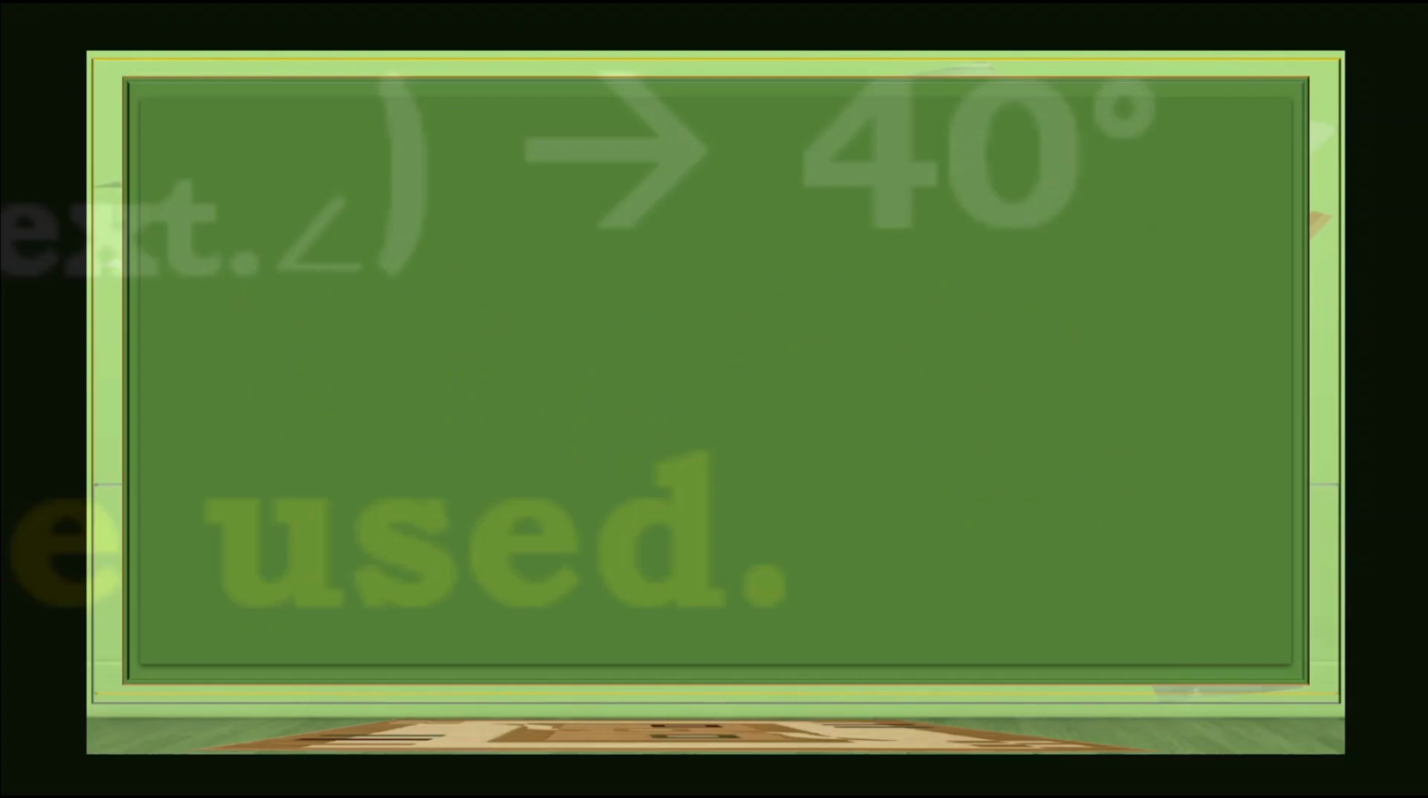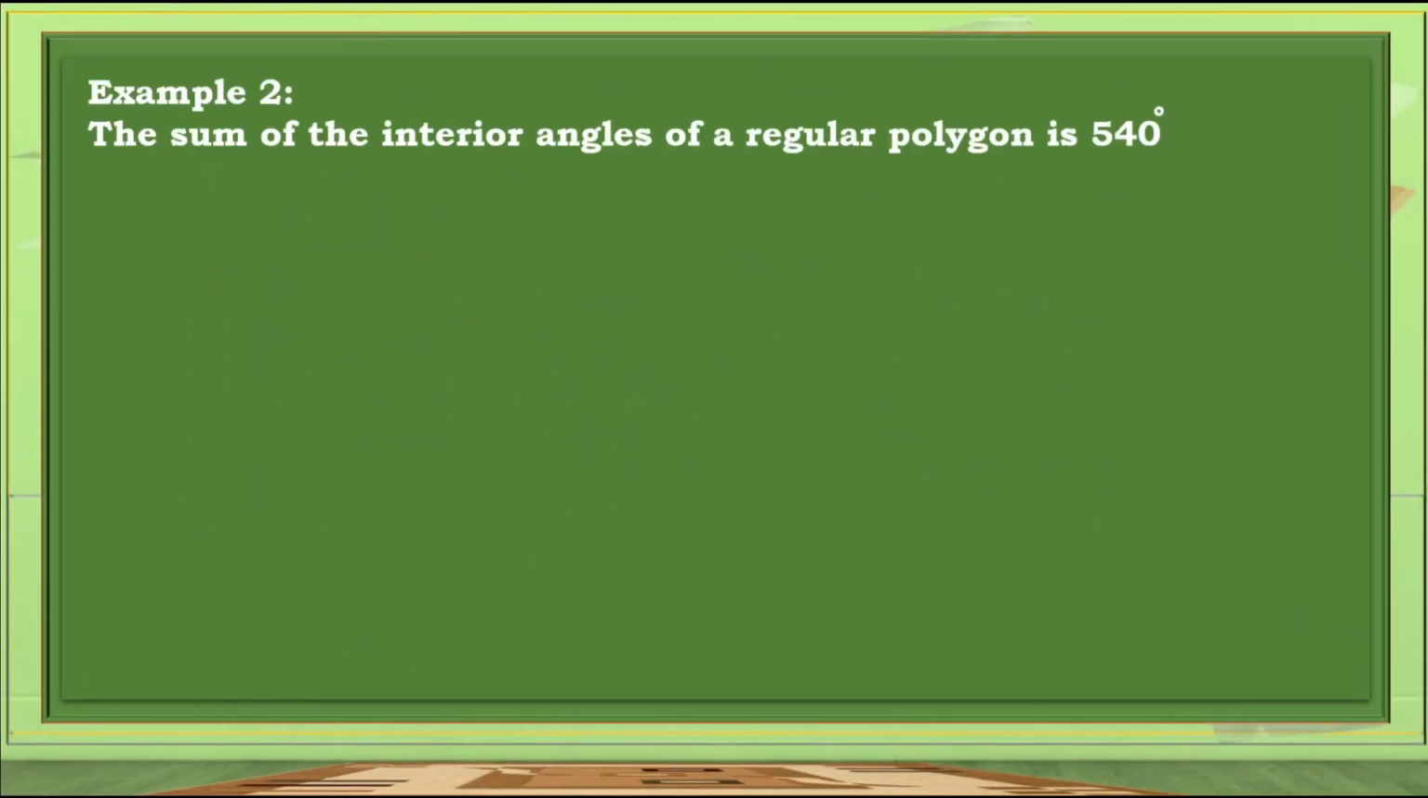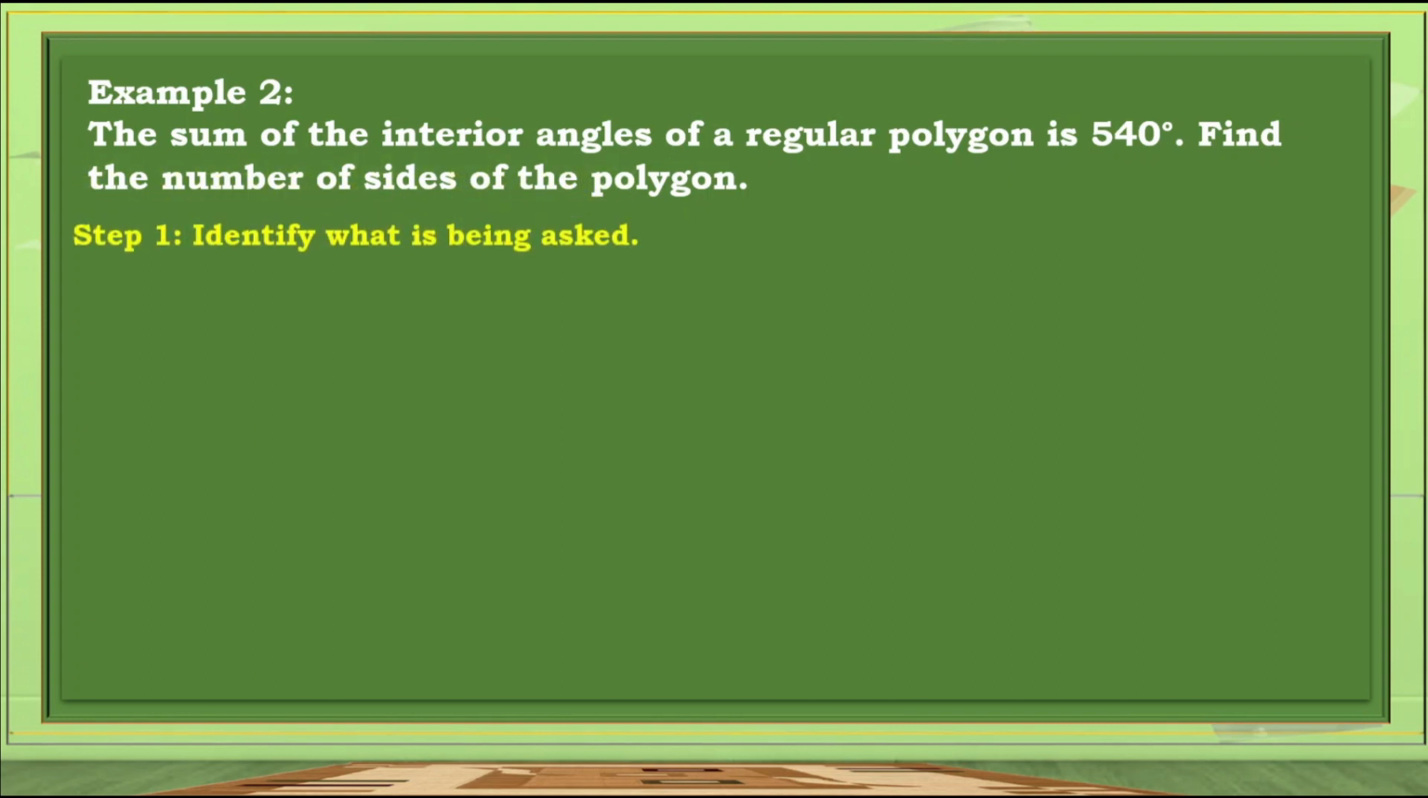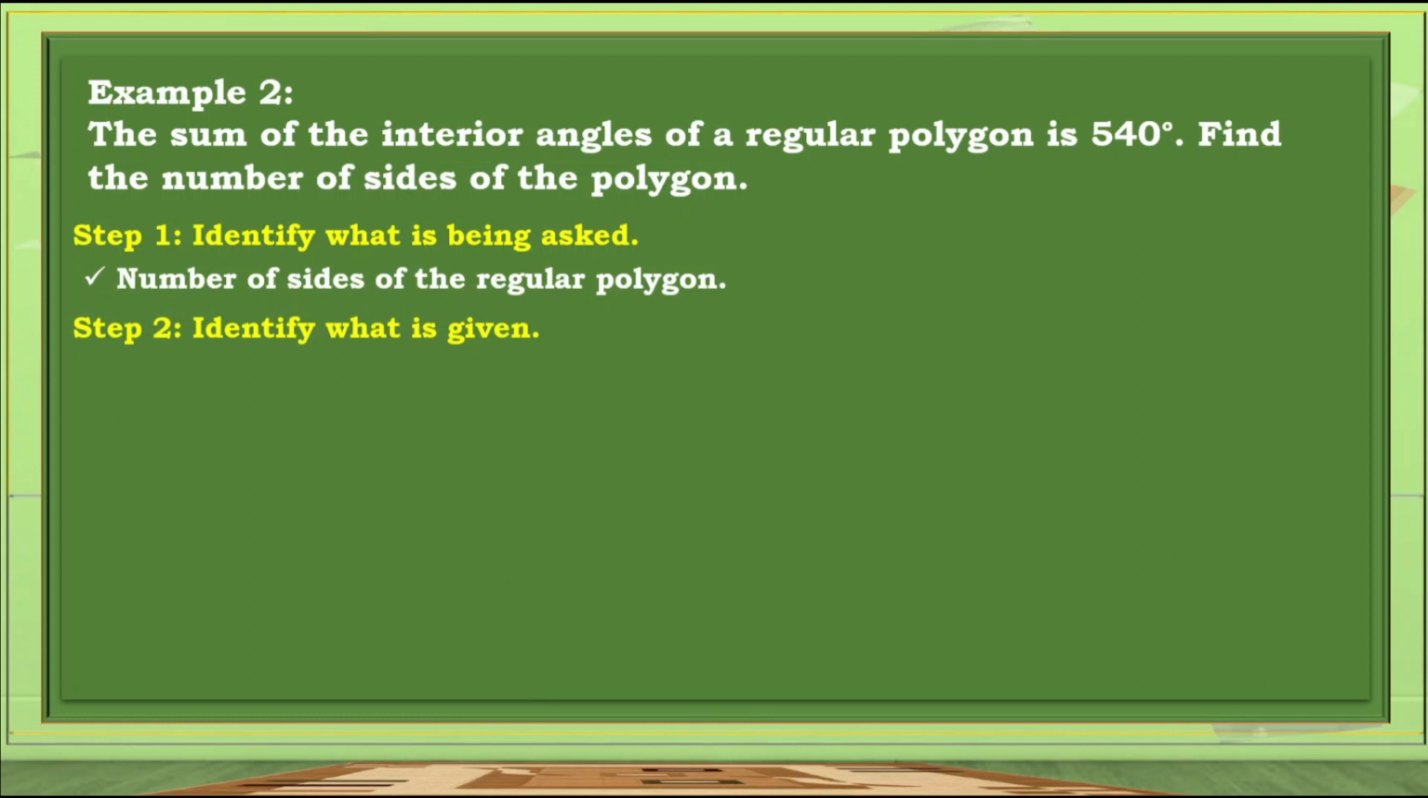Example number 2. The sum of the interior angles of a regular polygon is 540 degrees. Find the number of sides of the polygon. Again, step 1, identify what is being asked. According to the problem, we are looking for the number of sides of the regular polygon. Step 2, what is given? The given is the sum of the interior angles, which is 540 degrees.